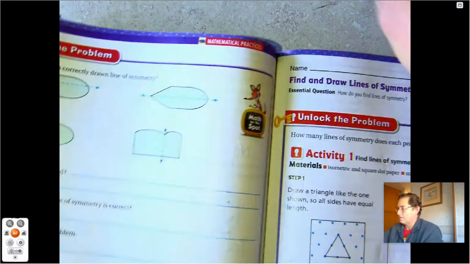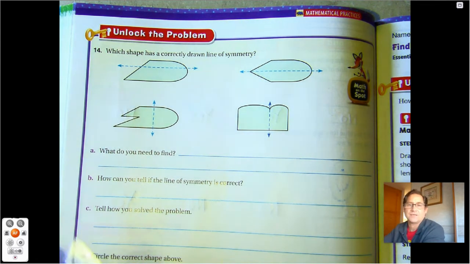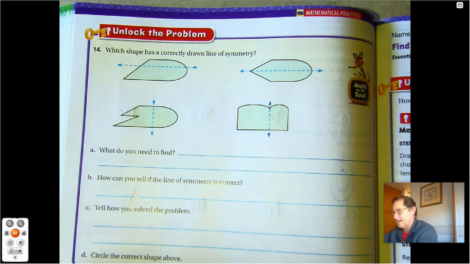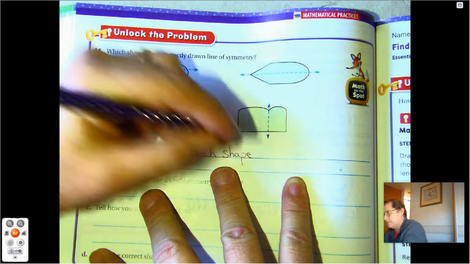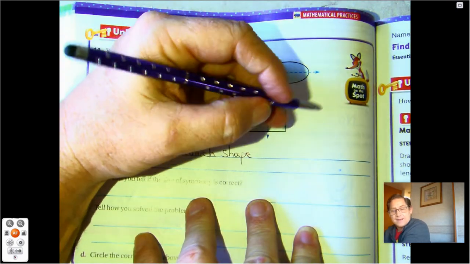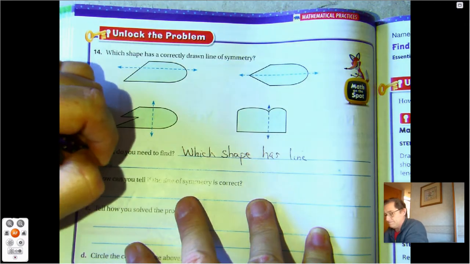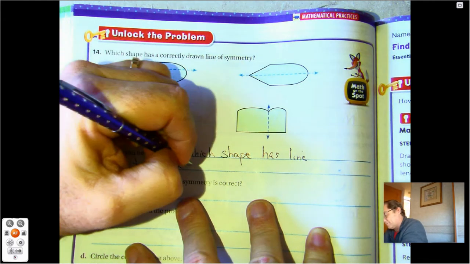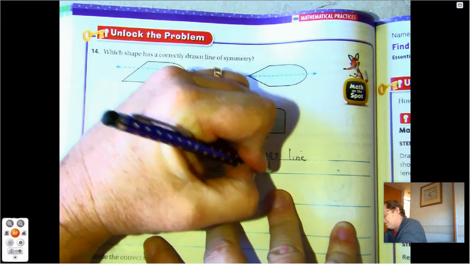All right, page 424. Number 14, I mean. Which shape has a correctly drawn line of symmetry? All right, so they give us 4 shapes. What do we need to find? We need to find which shape has line symmetry and a correctly drawn line of symmetry.